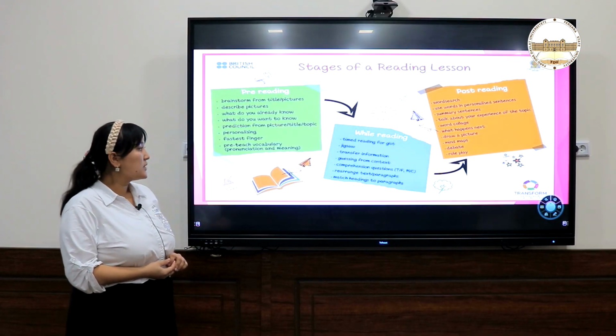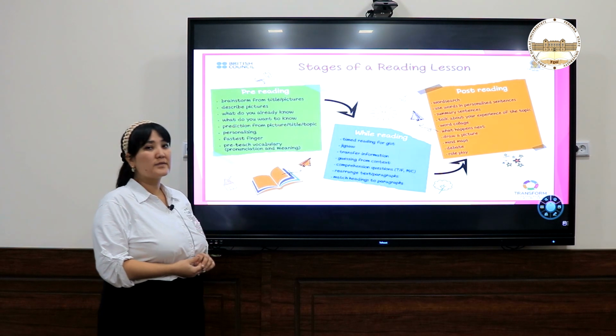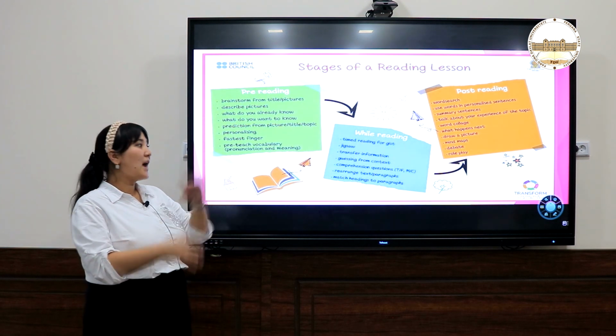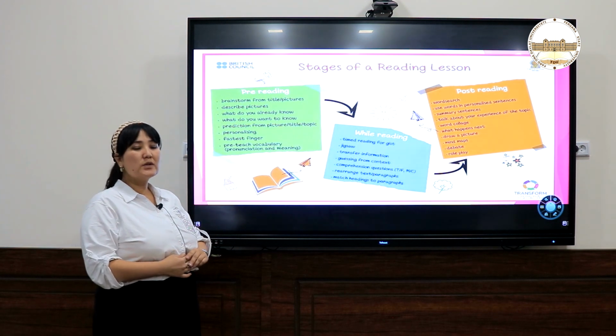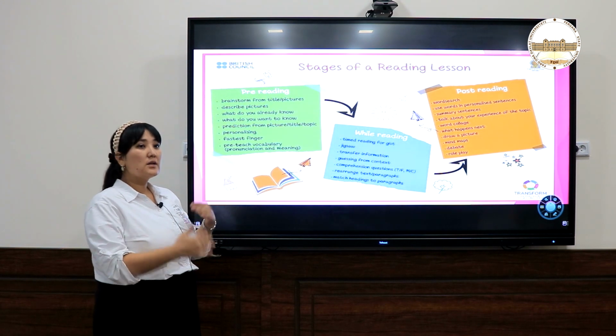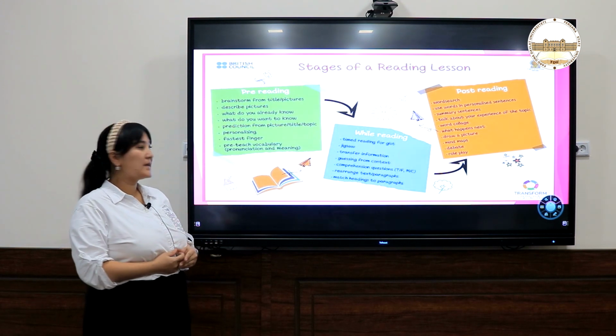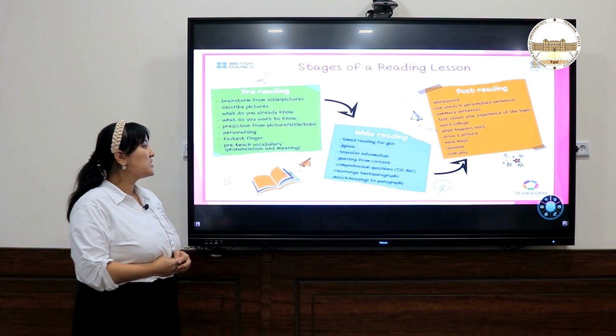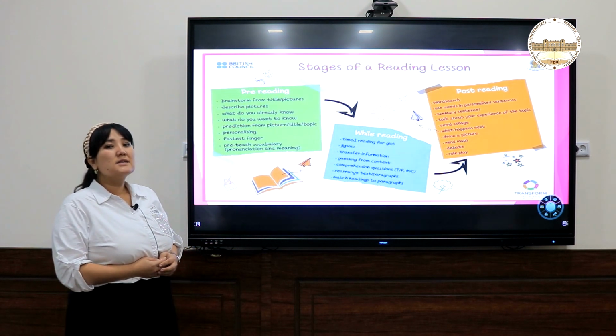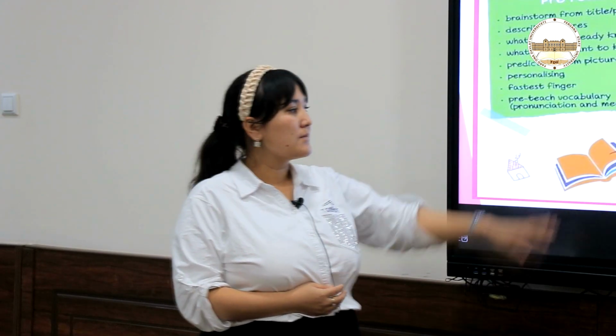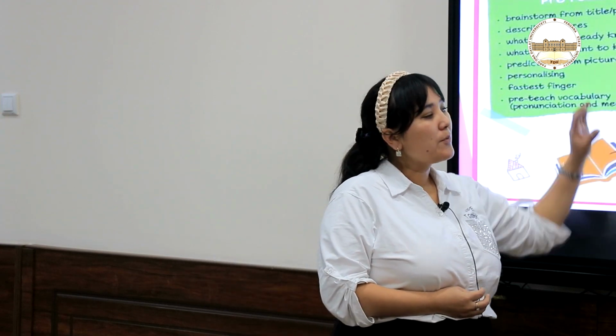The next one is rearrange text or paragraphs. Teachers can give jumbled text, and learners should put these text parts into appropriate places. The next one is match headings to paragraphs. Learners should put the appropriate headings to appropriate paragraphs.